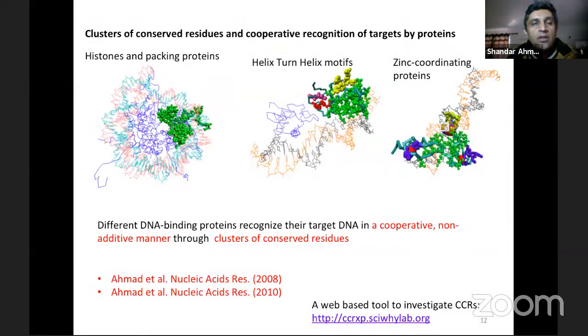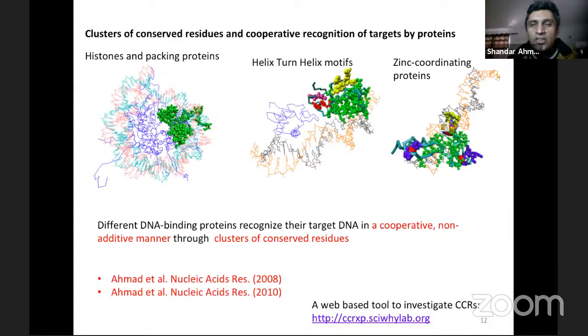Another study that I would like to cite here is about the clusters of conserved residues. Conserved residues are those positions in the protein sequences which do not change as the proteins evolve from one generation to another or from one species to another. So they do not change.